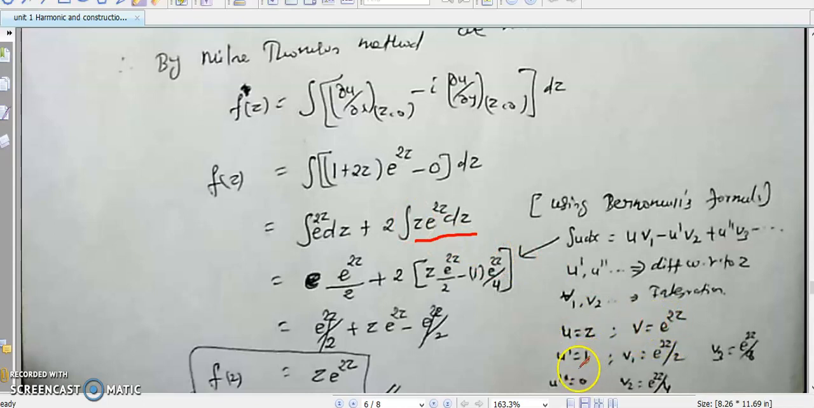What is u dash? 1. u double dash is 0. v1, integration of e power 2z, is e power 2z divided by 2. Again integration of e power 2z divided by 2 is e power 2z divided by 4. So replace in the formula, u double dash is 0, we can leave that one. So replace the values, cancelling these two, we get f of z equal to z into e power 2z.